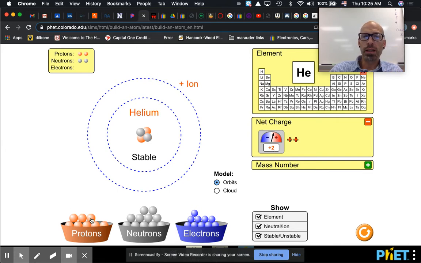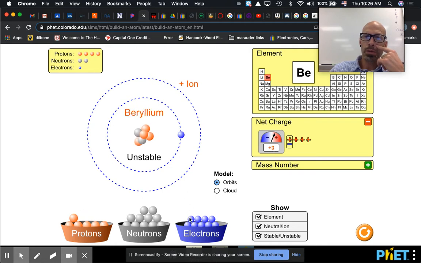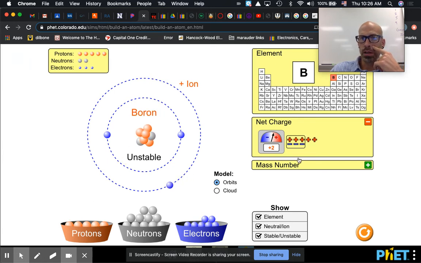Now, if you made lithium, hopefully, then you had to put 1 electron in to get a +2. If you made beryllium, you would have to put another electron in to get a +2. And if you made boron, you would have to put another electron in to get +2. So again, I don't care which ones you built, but you're supposed to build one that has a +2 charge. And hopefully you're seeing that it has to have 2 fewer electrons than protons to have a +2 charge.